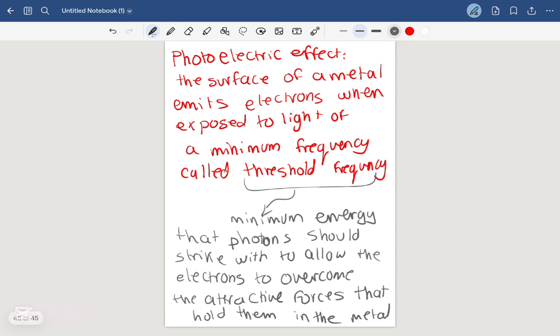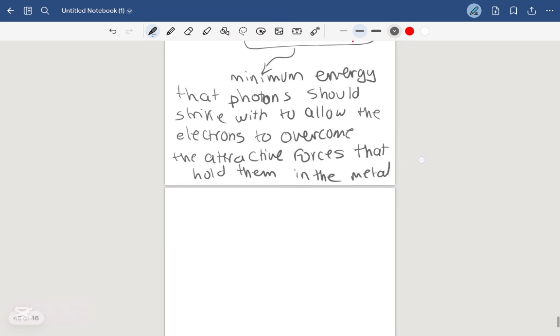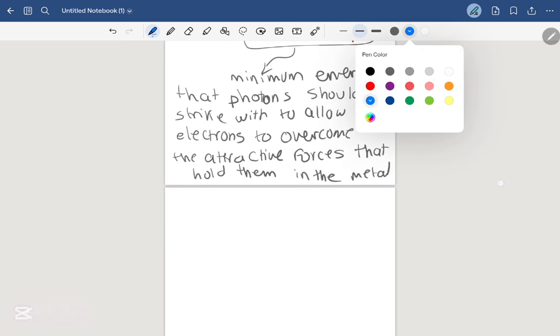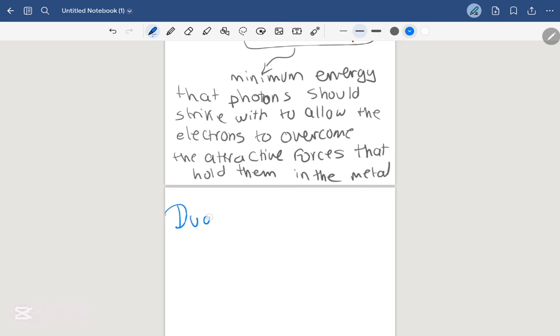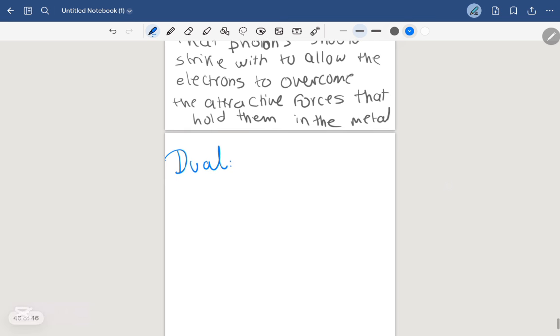Now, all of this explains a new rule which is used nowadays, which is the definition of light waves nowadays, which is the dual nature of light. It is corpuscular and wave-like.